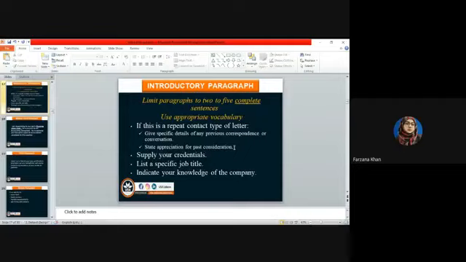But if you don't have any previous correspondence, then you will go directly to writing the purpose of your cover letter. You will supply your credentials here, and you will list a specific job title. This is very important, to tell for which job you are going to apply, and which specific credentials you have for that particular job. So indicate your knowledge of the company, meaning consideration.